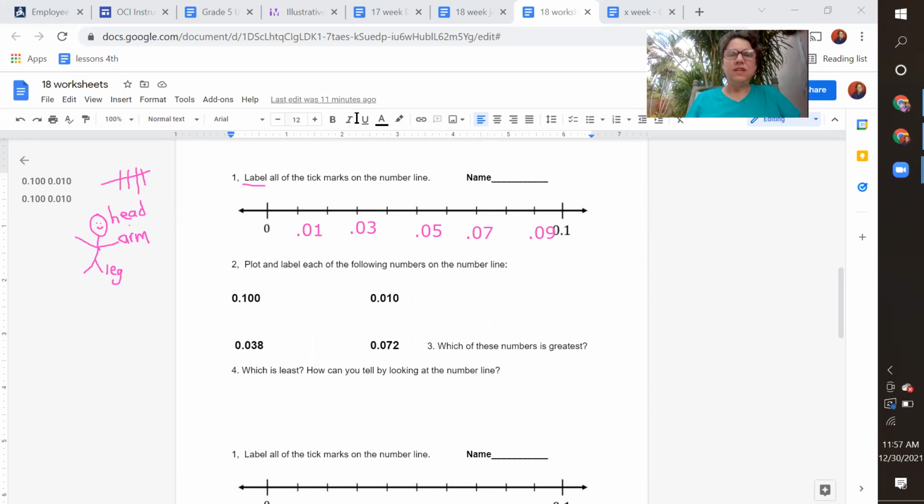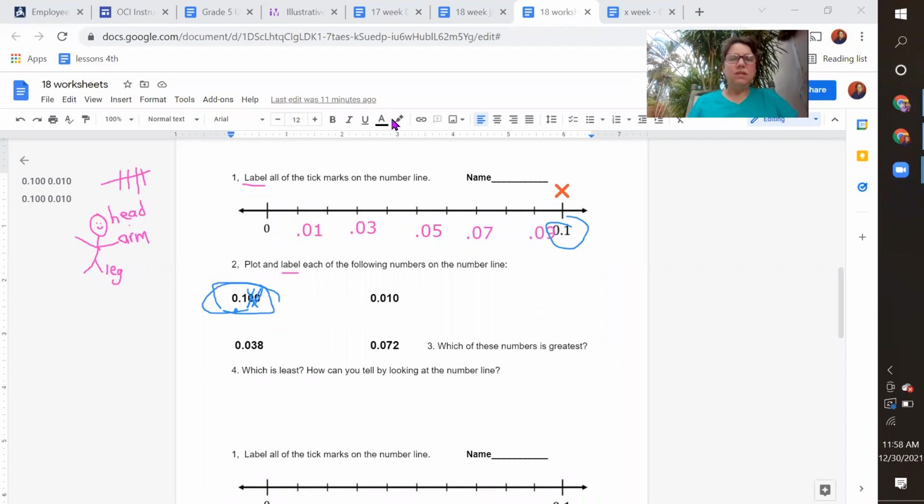And then the second directions that you have is to plot and label each of the following numbers on the number line. So what numbers do we have here? We have 0.100. Now, anytime the 0 is the last thing after the decimal point, we don't care about that. So that's super easy. This one is, of course, the same as this one. So I'm just going to plot that one, boom, finished.